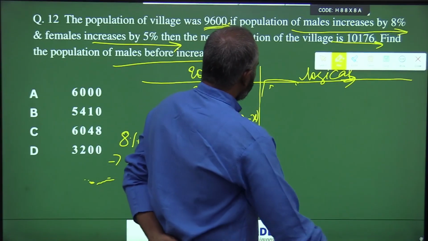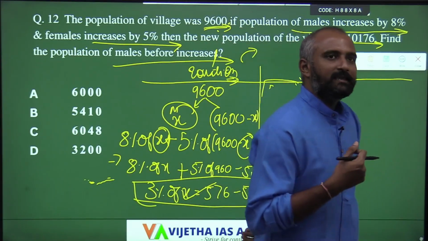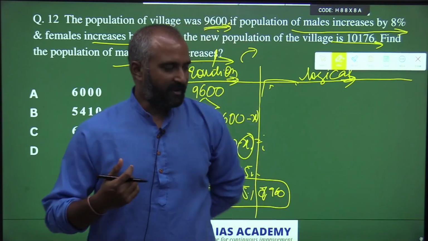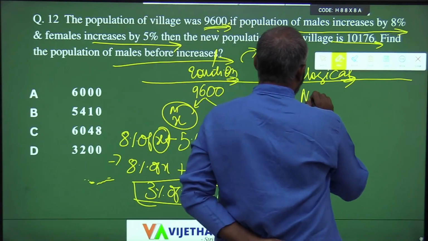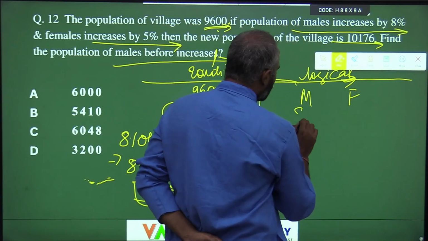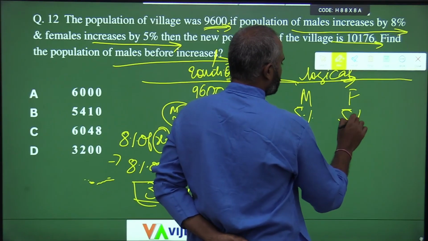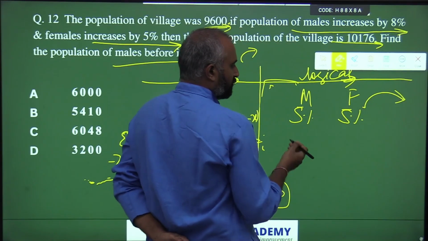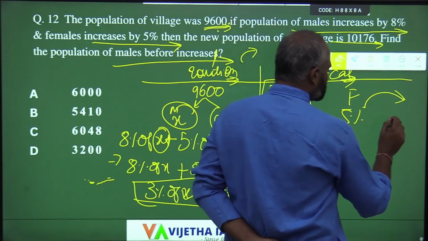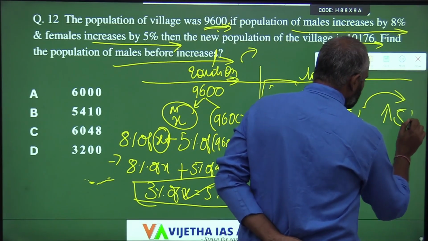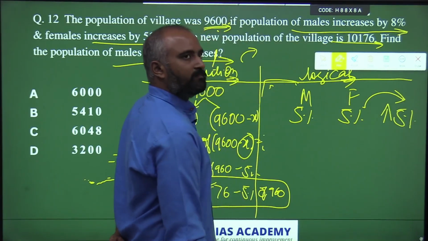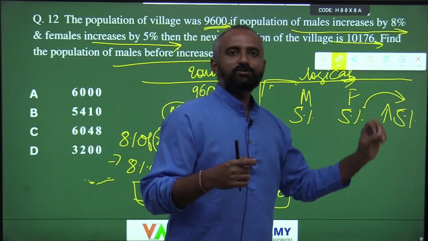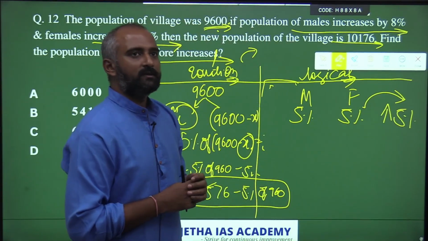I start thinking, okay, there is 5% increase, there is 8% increase. For example, if both males and females increased by 5%, what will be its result on the total population? Total population will also increase by 5%, right? If the constituents increase by 5%, then the total also increases by 5%, right?